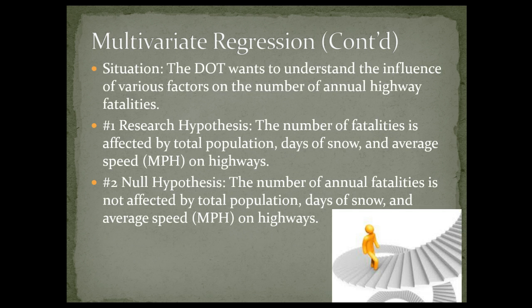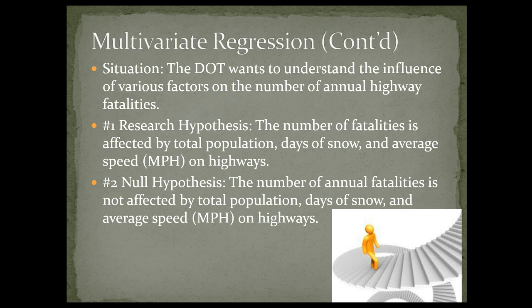So, our situation. The DOT wants to understand the influence of various factors on the number of annual highway fatalities. Next, we're going to state the research hypothesis, which is what you think will happen. So, our research hypothesis is the number of fatalities is affected by the total population, the days that it snows, the number of days, and the average speed in miles per hour on the highways in the state of Wisconsin.